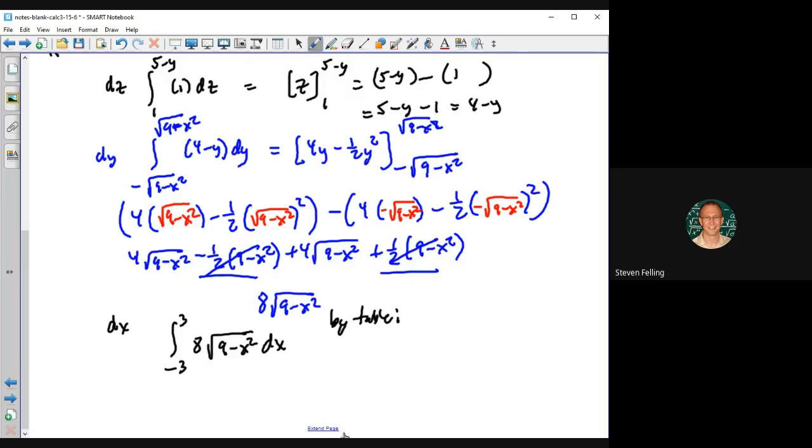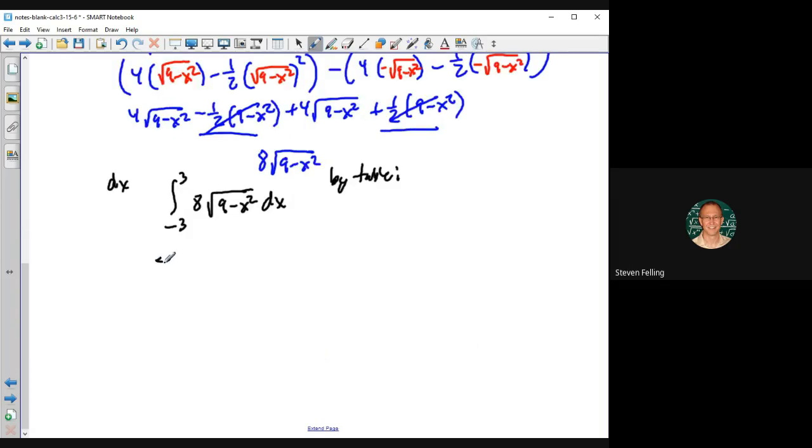And by table, the antiderivative ends up being the 8's on the outside. You get x over 2 square root of 9 minus x squared plus 9 over 2 times the inverse sine of x over 3. And then you would evaluate that from negative 3 to 3, okay? Which means that you would have to, let's see, what did I do here? Maybe I'll just leave it at that, well, no, we can plug in. Let's do that. Let's plug in.